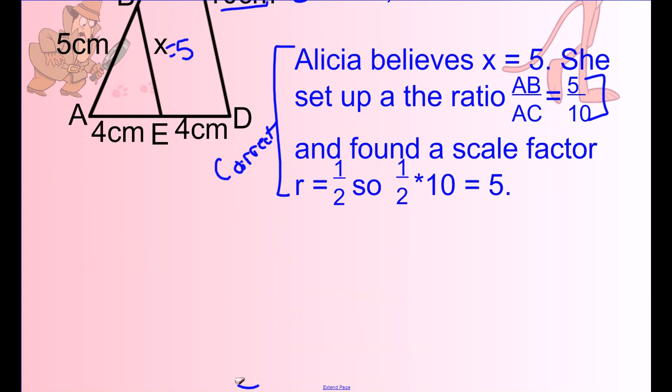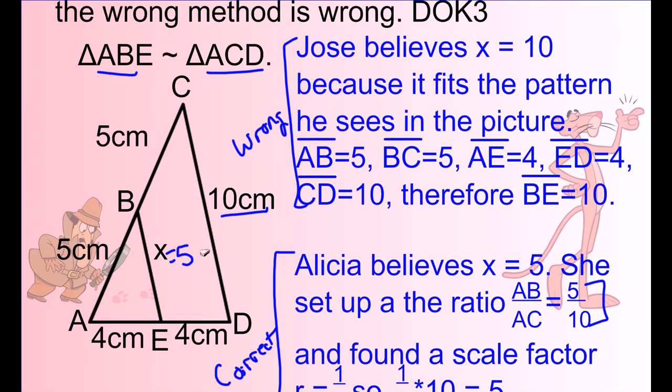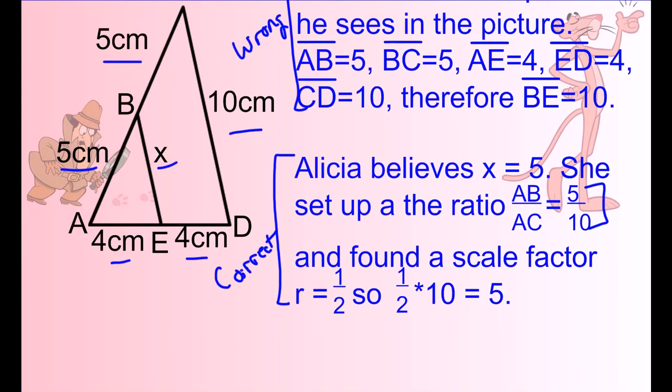So the question then comes down to, why is Jose wrong? What did he do that was so wrong? Well, in Jose's method, he wasn't really looking at similar figures. He's just looking for number patterns. And he saw 5 and 5, 4 and 4, so 10 and 10. But let's see if that makes sense.